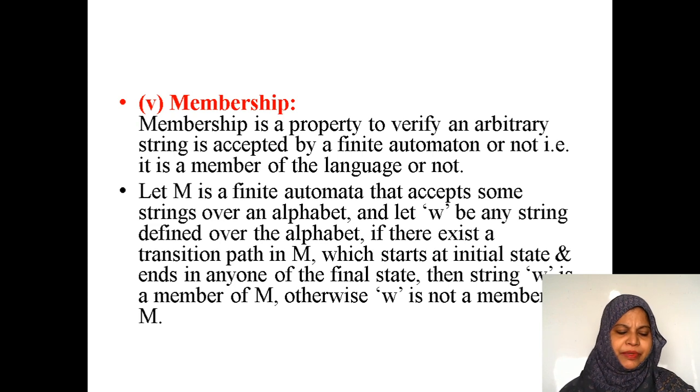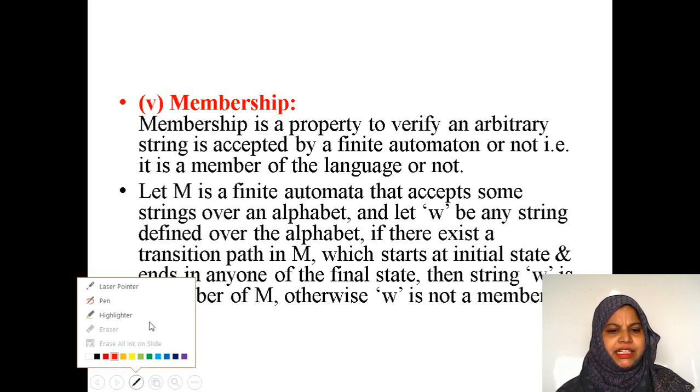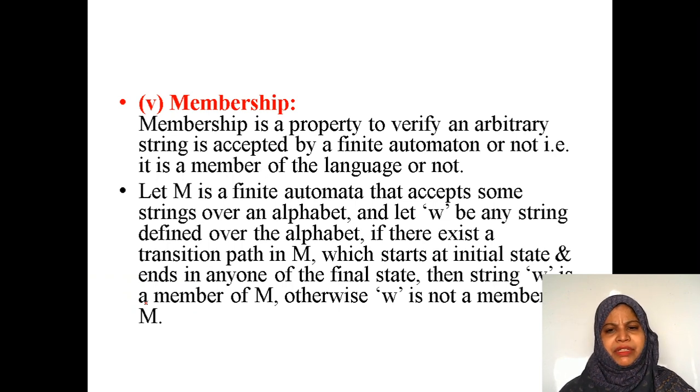Next one is the membership property. Generally, in the membership property, we verify whether an arbitrary string is accepted by the finite automata or not. If that particular string is accepted, then it is a member of that particular language. If a string is not accepted by the finite automata, then it is not a member of the language accepted by that finite automata. This is known as membership.